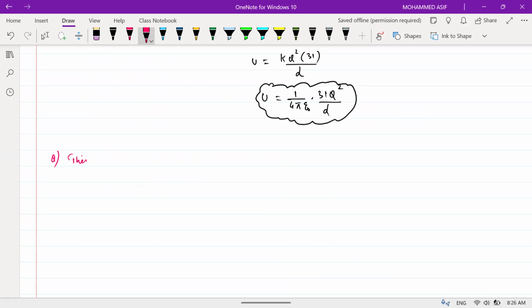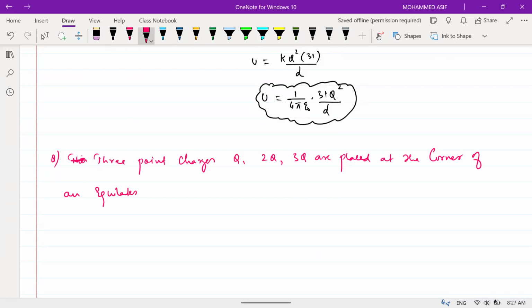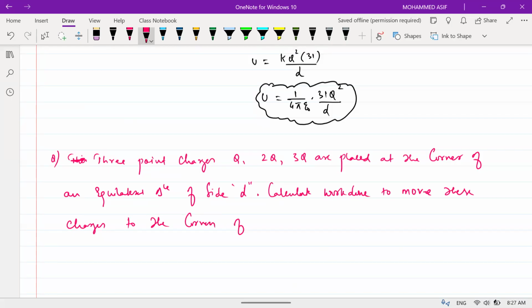We got 3 point charges, like Q, 2Q, and 3Q, which are placed at the corners of an equilateral triangle of side D. I need to calculate the work done to move these charges to the corners of a smaller triangle of side D by 2.